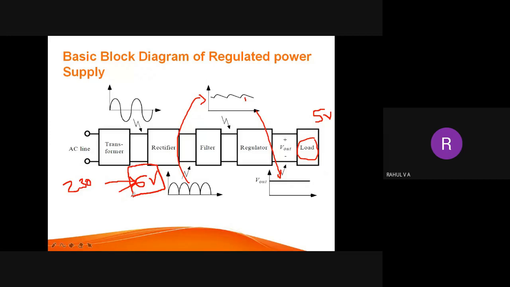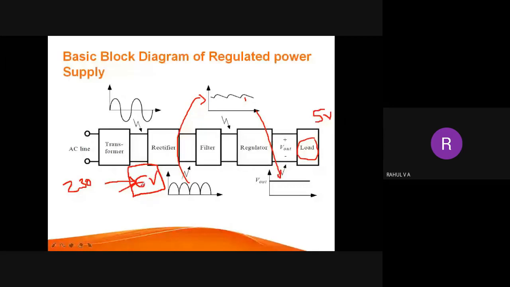What will happen if I apply DC to a transformer? Whether it will work, will it give you output voltage? Okay, you have to find out the answer for that.